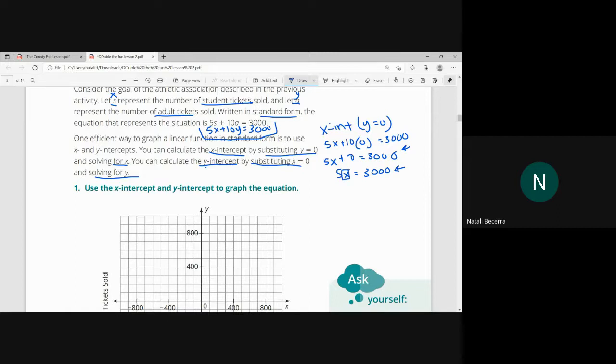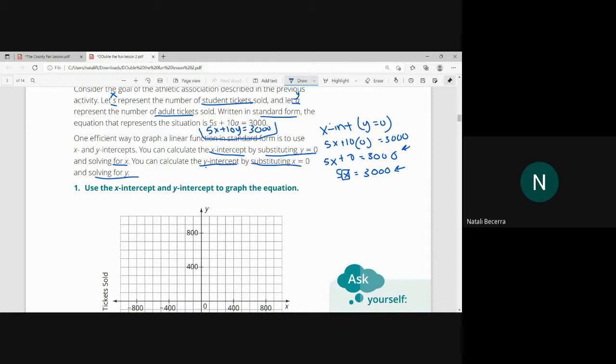So I need to get the x by itself. What is in the way of that x being by itself? The 5. So I need to move the 5. How do I move the 5? Well, I had to figure out what operation it is. This is multiplication. Why do I know that? Because there is nothing in between the 5 and the x.